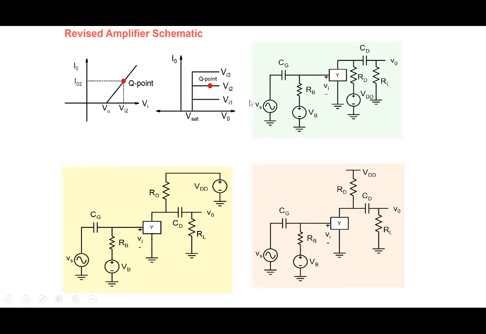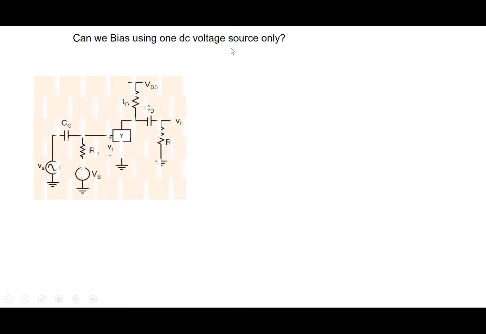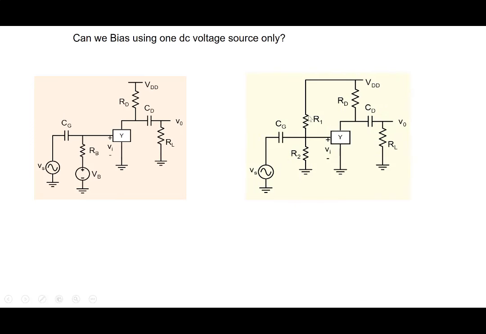Okay. The other one is, if we look at this particular schematic, we are using two DC voltages. One here to bias to make the voltage larger than threshold voltage here, and another one here. And so the issue is, why unnecessarily use two DC voltages? Can we bias using one single DC voltage only? And so using only, let's say VDD, can we incorporate the effects of VB and RB? And the answer is simple, yes, we can do that.